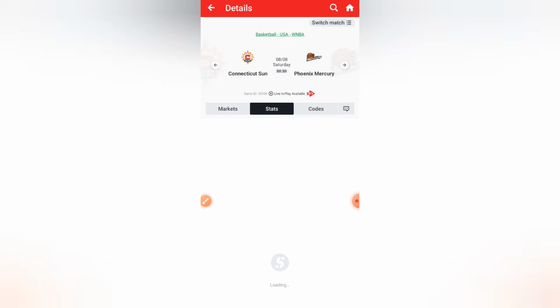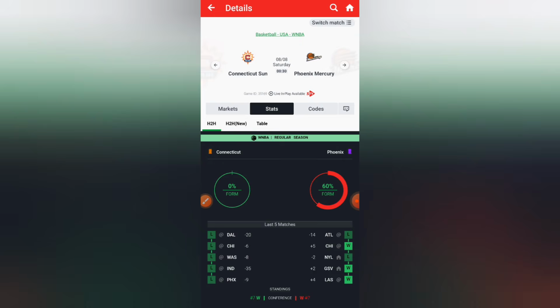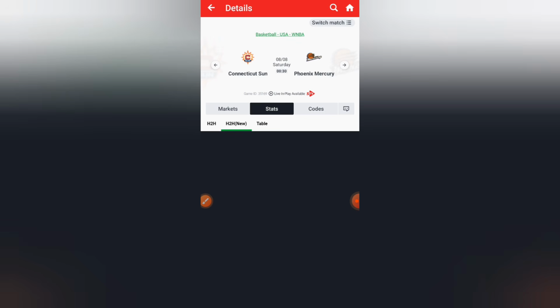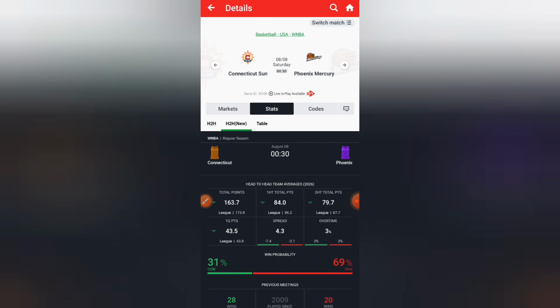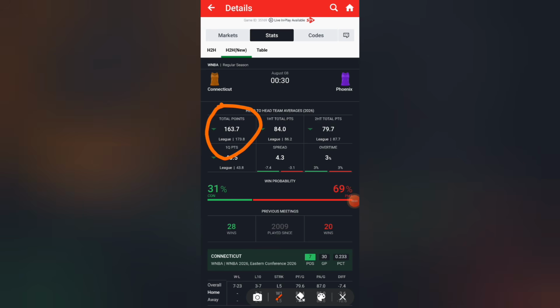This one involves checking the league average point and the two teams average point. The platform that I'm using provides the data relating to that, and I usually check this section. If you look at the USA WNBA league average point, it is actually 173.8. You can see it below here. And these two teams average point is 163. You can see that the league average point is now higher than the two teams average point.